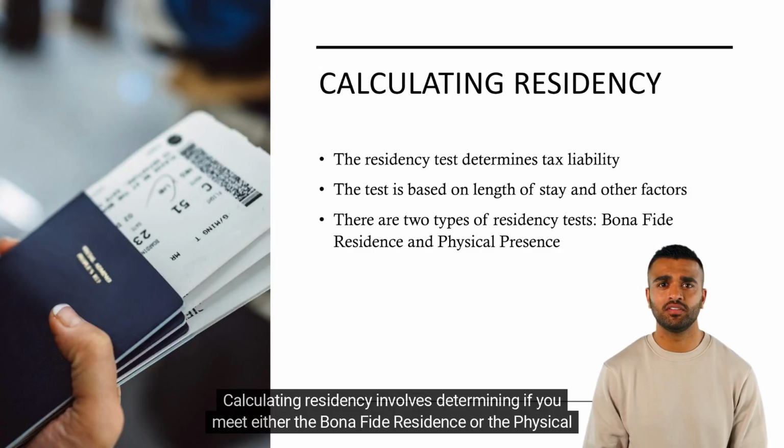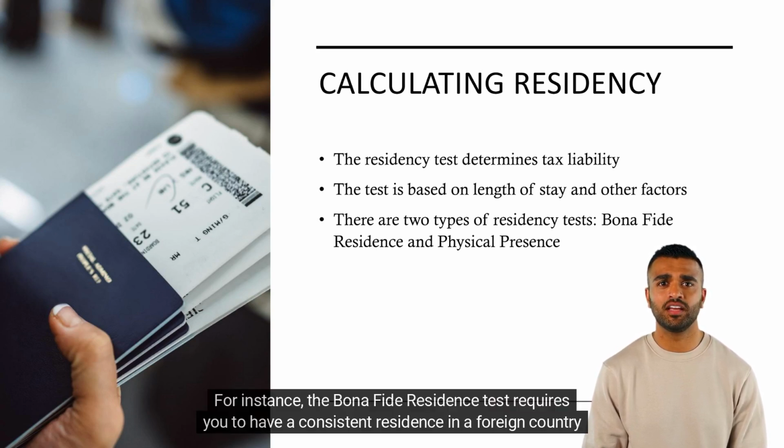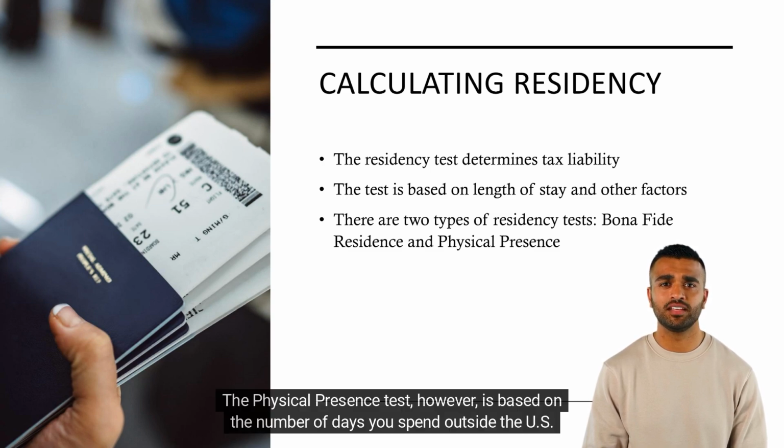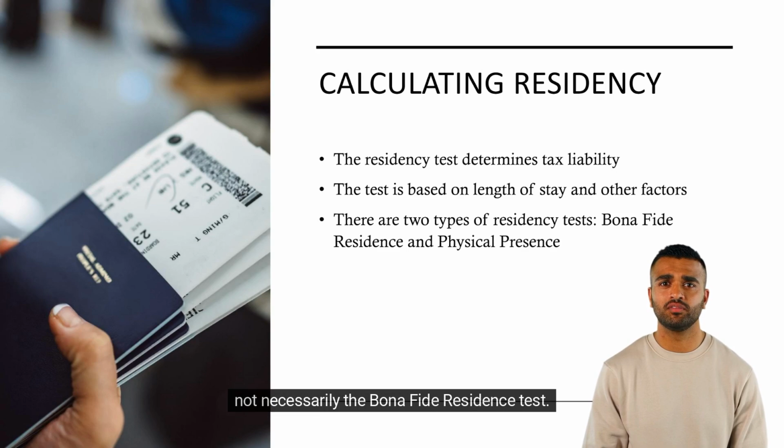Calculating residency involves determining if you meet either the bona fide residence or the physical presence test. For instance, the bona fide residence test requires you to have a consistent residence in a foreign country for an entire calendar year. The physical presence test, however, is based on the number of days you spend outside the U.S. For example, living in a foreign country for 350 days might satisfy the physical presence test, but not necessarily the bona fide residence test.